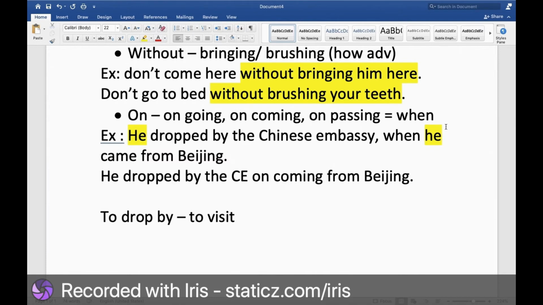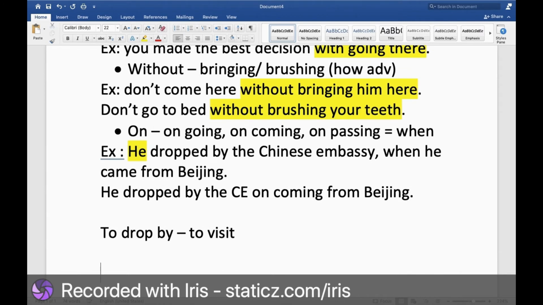But if the subjects are not the same, for example, if I say he dropped by the Chinese embassy when you came from Beijing, now you cannot do that. There's only one way to use it, and it's when. Also, you can do this with as and while as well if they mean the same. So here also you can say as you came from Beijing. But if they mean something different, as has other definitions. We will study it in the conjunction lesson, then you cannot do that. Okay?